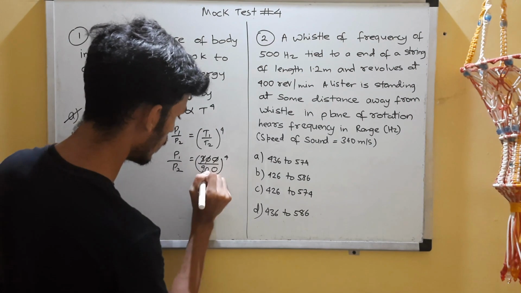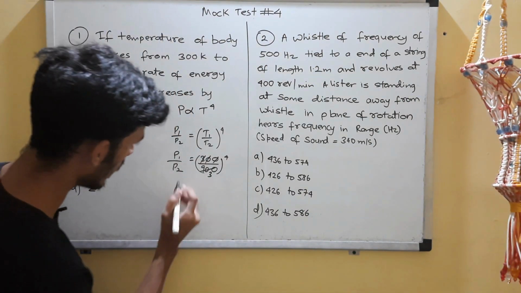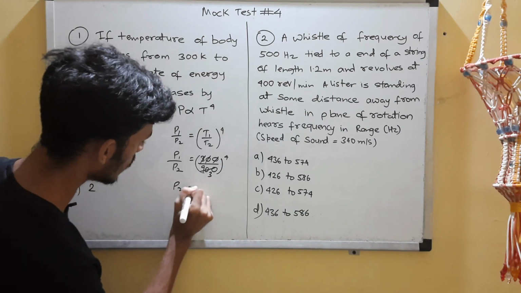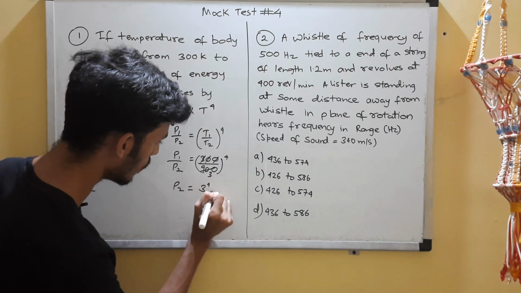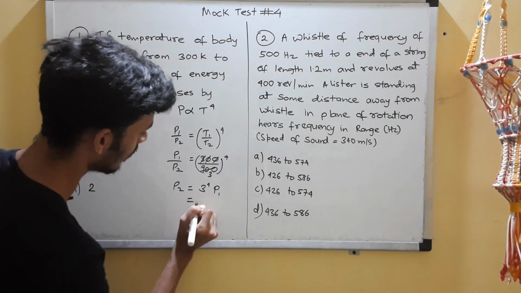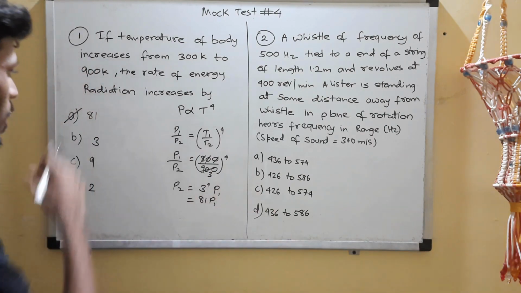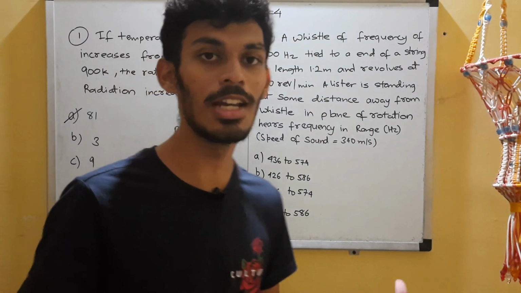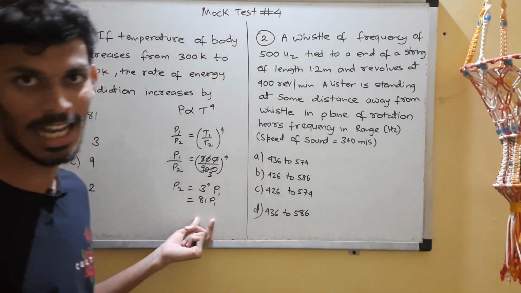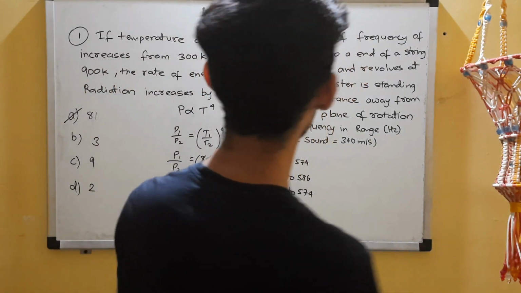If you cancel this out, you'll get 3 times, right? 300 3s are 900. That is what I said. So P2 is what we are supposed to find. P2 is 3 to the power 4 P1, right? Power becomes 3 to the power 4 P1. Okay, so that is 81 times of P1, which is the original power. So 81, so your power increases by 81 times. Okay, so option A, 81 is the correct choice over here. Let's come to question number 2.